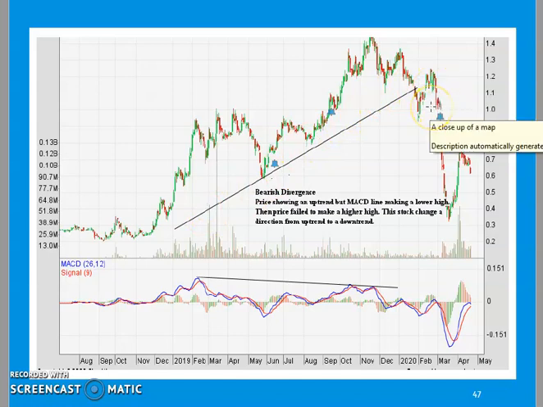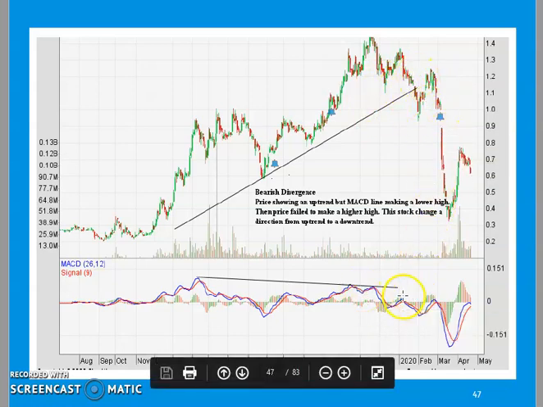So how do you get the confirmation? First, we can look at the breakout of the uptrend to the downtrend. And then we can see the confirmation by checking that the MACD line crosses the zero line.